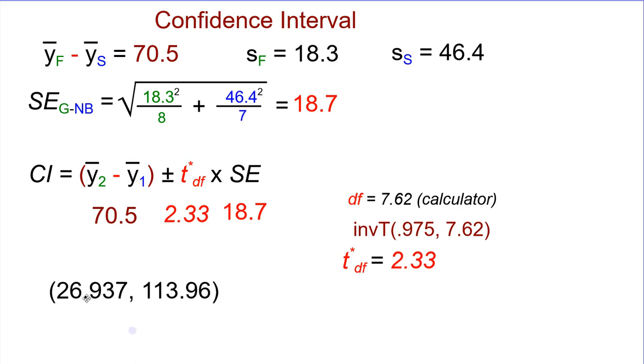Anyway, which gives us anywhere from, we believe the true difference between how much more you would pay a friend than a stranger is anywhere from $27 for this camera to $114 essentially. And we would say we're 95% confident that the true difference in how much more you would pay a friend for this camera than a stranger is anywhere from $27 to $114.